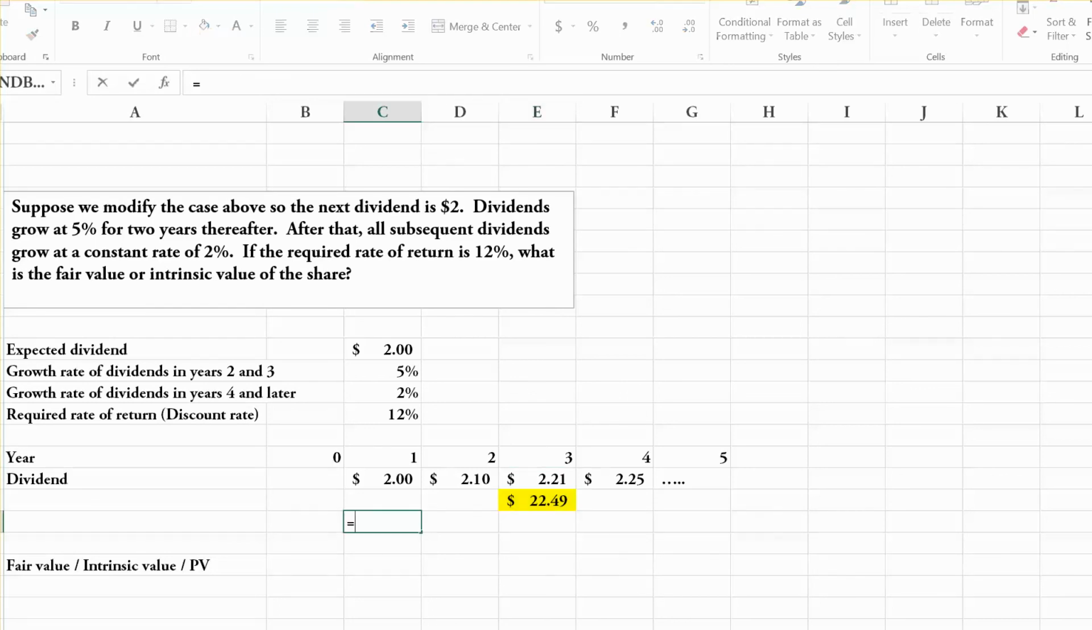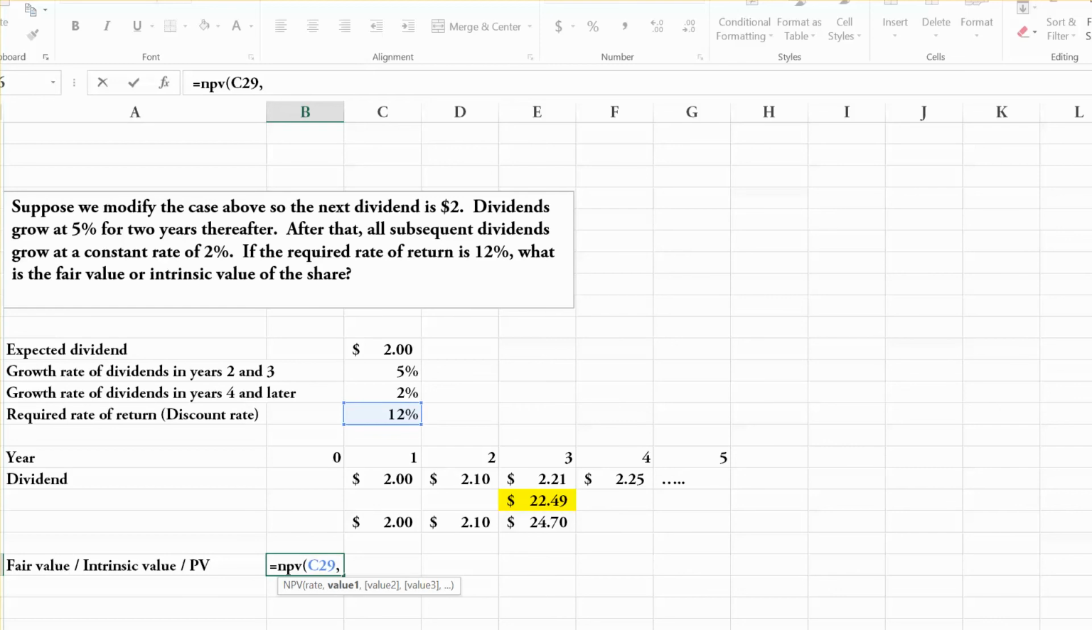So if you do that, I take the $2 here, $2.10 from year 2, and the 2470, which is the sum of this and this in year 3, because now 2249 is in year 3, I have 3 cash flows to value. I can just use my NPV function, use this discount rate, and then value all these cash flows. So I get a present value of $21.04.